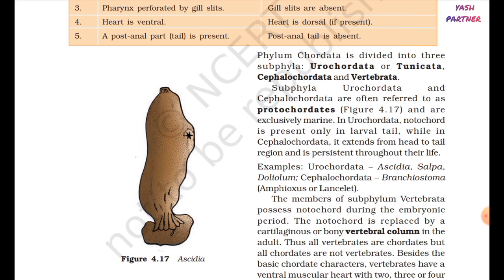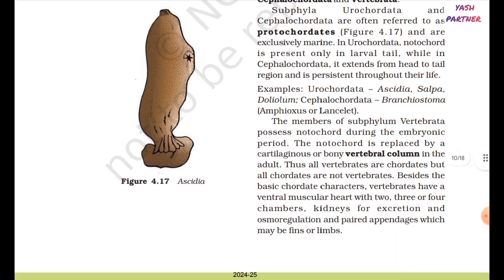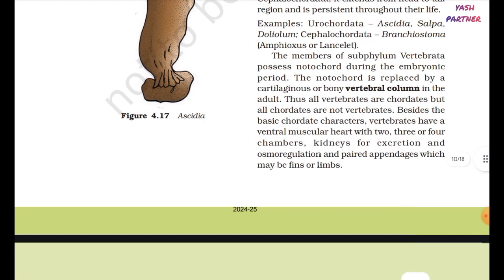The members of subphylum Vertebrata possess notochord during the embryonic period. The notochord is replaced by a cartilaginous or bony vertebral column in the adult. Thus, all vertebrates are chordates, but all chordates are not vertebrates. Besides the basic chordate characters, vertebrates have a ventral muscular heart with two, 3 or 4 chambers, kidney for excretion and osmoregulation, and paired appendages which may be fins or limbs.